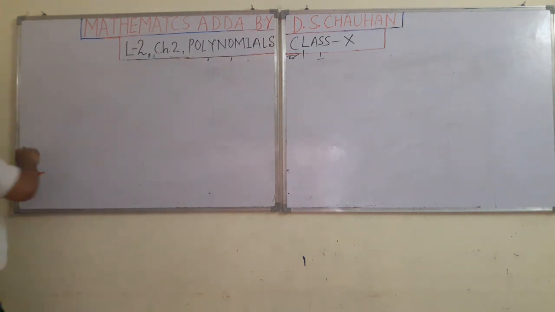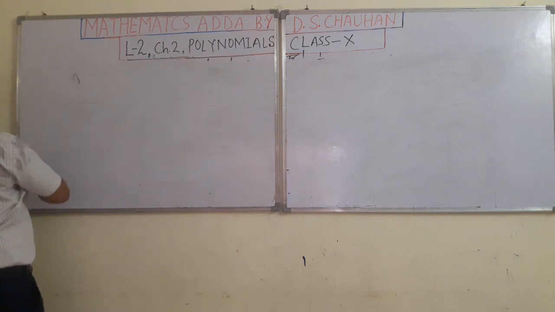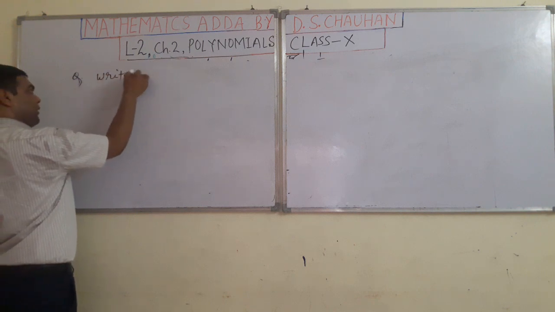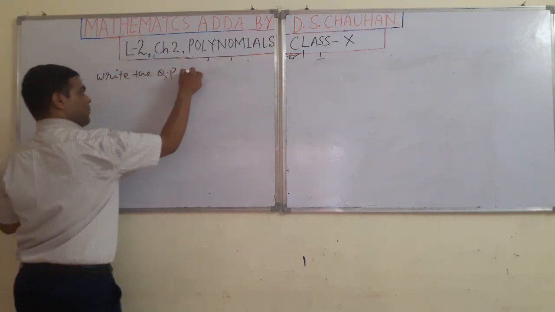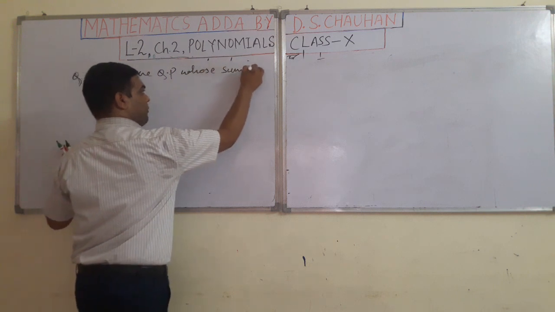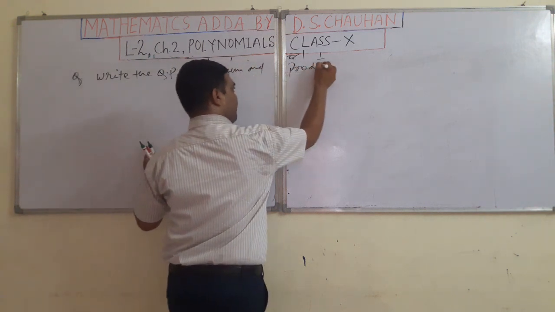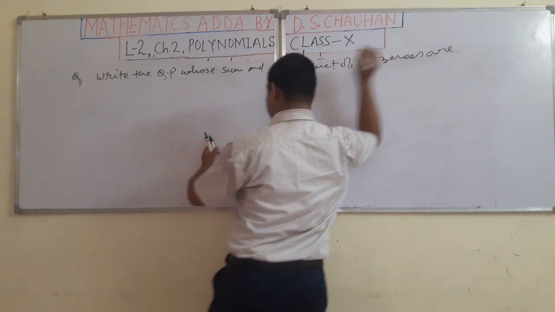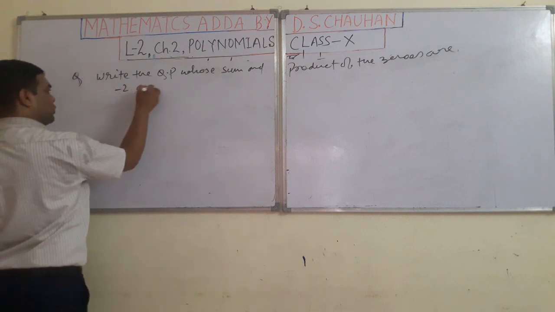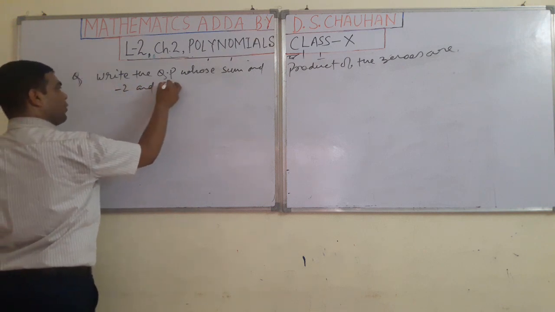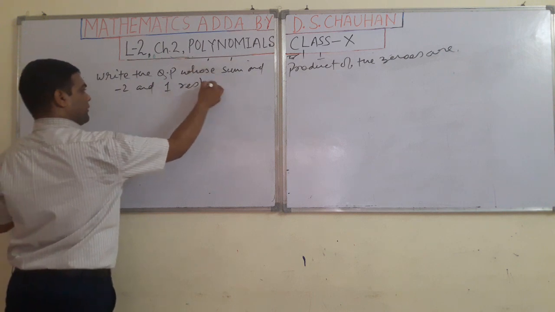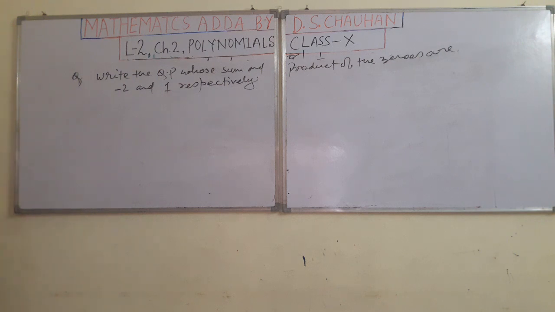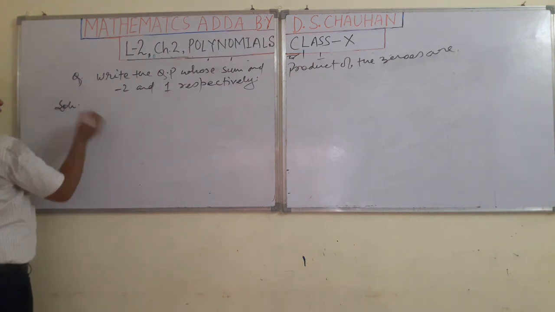See easily, students. Write the quadratic polynomial whose sum and product of the zeros are -2 and 1 respectively. This is the question. See how to do it easily. This is the first way.